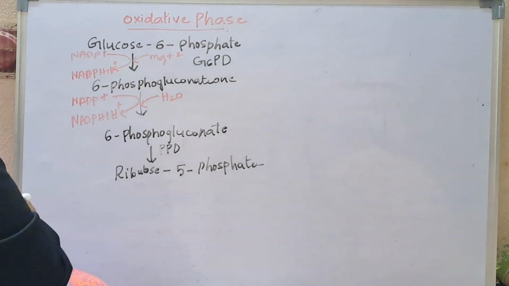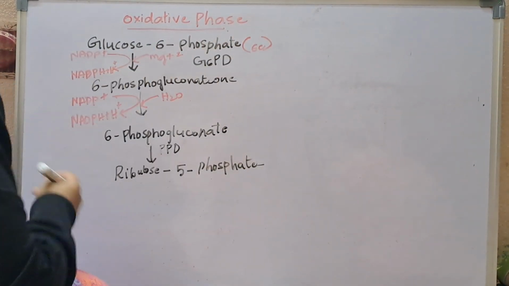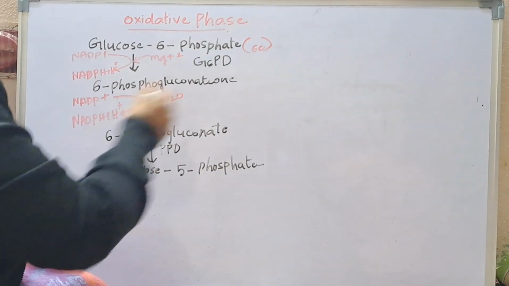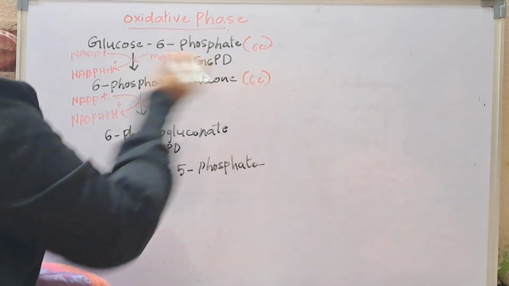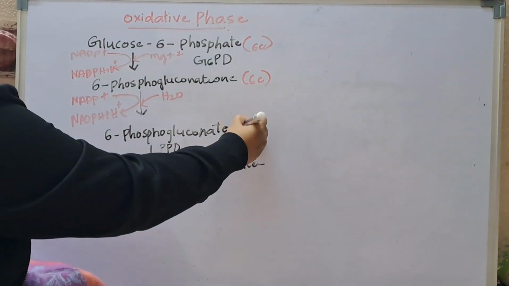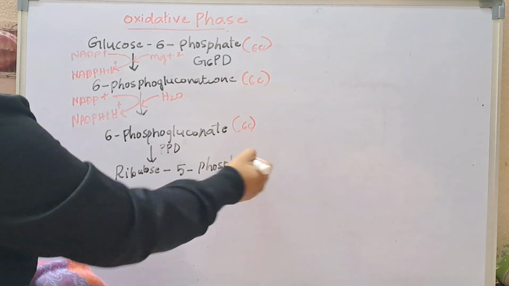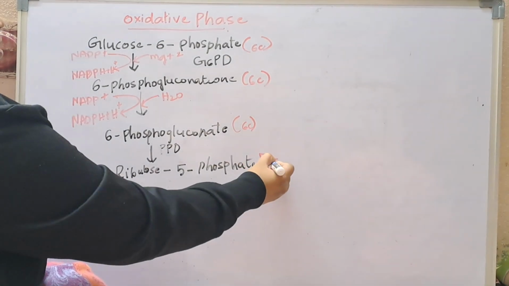And how many carbons are there in this? Six carbons are there. In phosphogluconate, again six carbons. And in 6-phosphogluconate, same, six carbons. Here five carbons, right? Because it has five carbons.